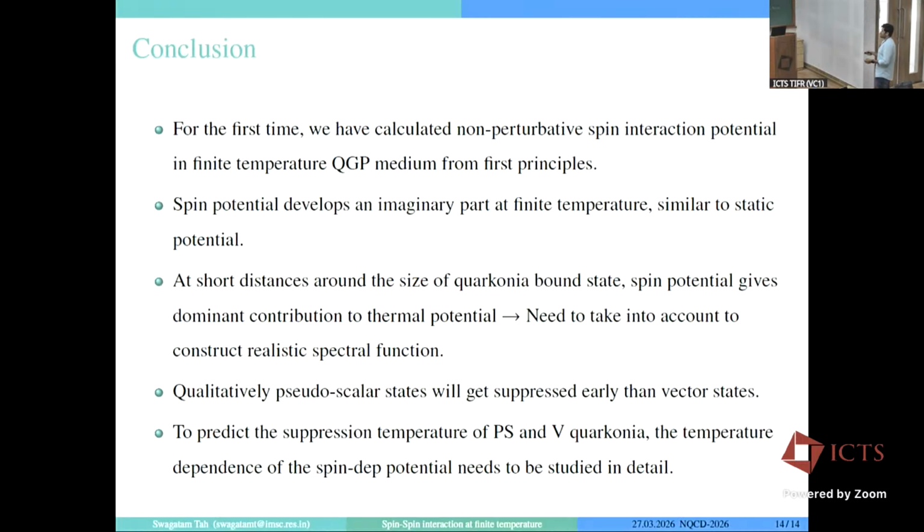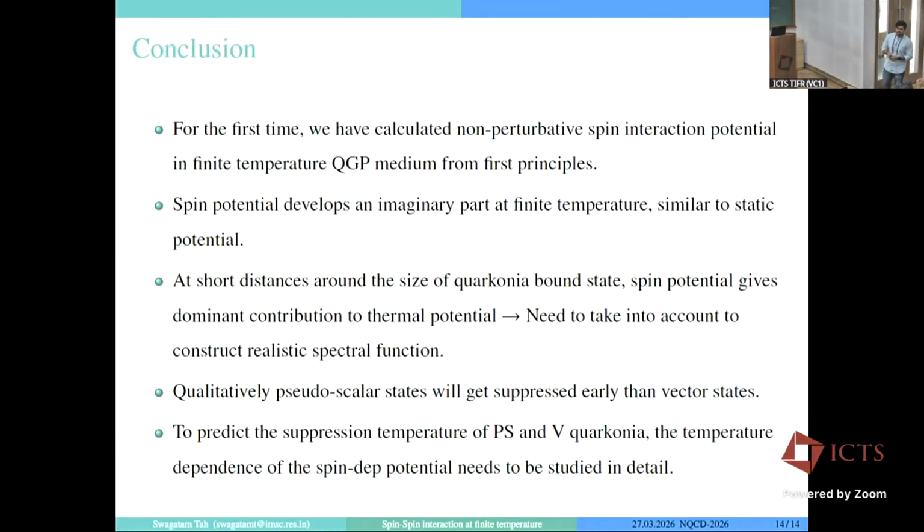Qualitatively, pseudoscalar states will get suppressed at earlier temperatures than vector states. But to study this quantitatively, we need to solve the Schrodinger equation and calculate the thermal decay widths and the bound state mass. And to predict exactly the suppression temperature of the pseudoscalar and vector quarkonia, we need to study the temperature dependence of the spin dependent potential, how this changes at different temperatures, because we have only studied one temperature. So we need to do that, solve the Schrodinger equation, and calculate the thermal decay widths and bound state mass. So that's it.